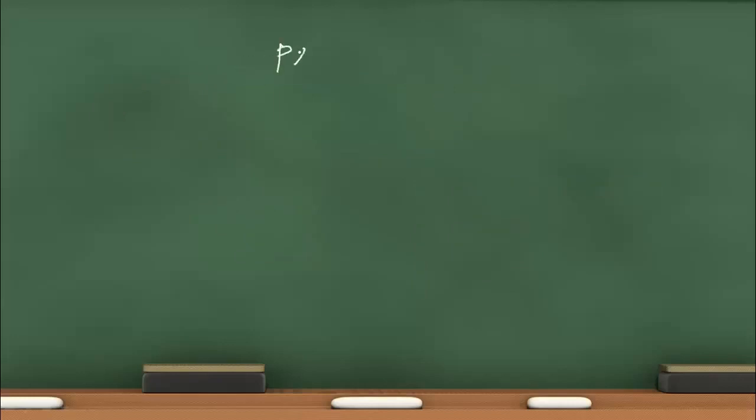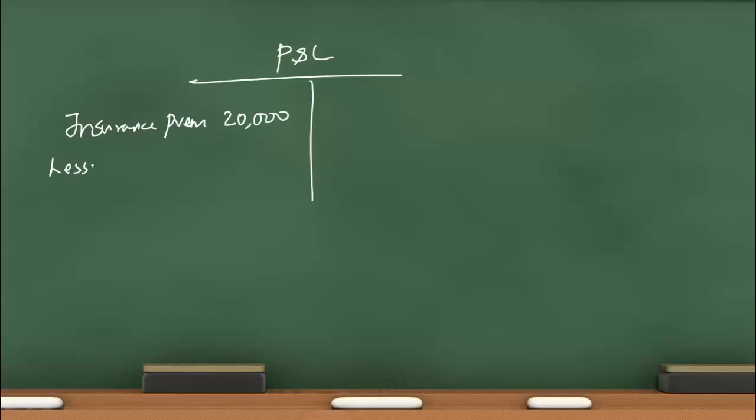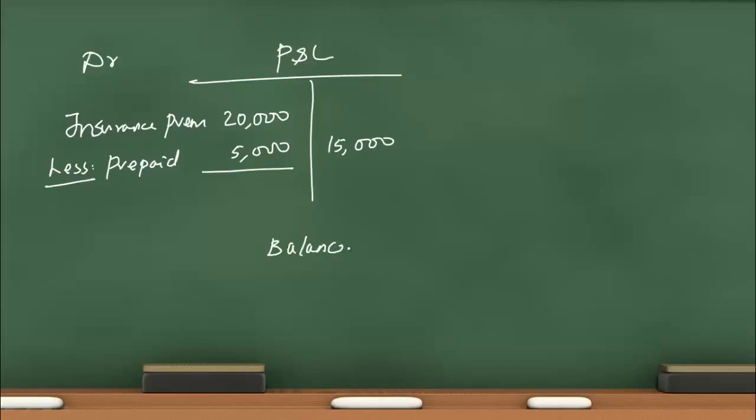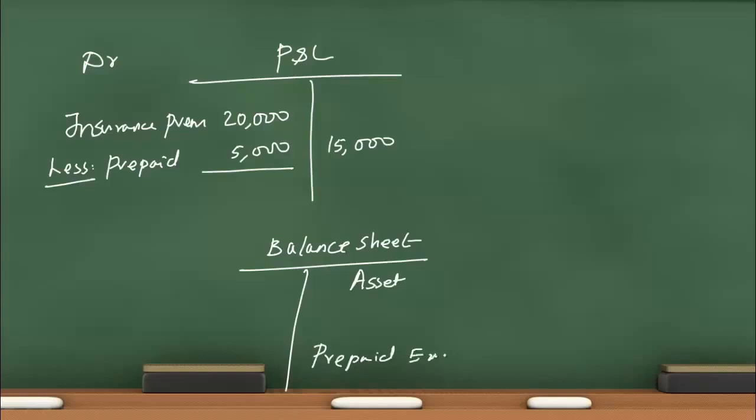We'll prepare a P&L. In P&L it will be shown insurance premium will be 20,000. We'll write less prepaid. And what is the prepaid amount? Prepaid is 5,000. So we'll show only 15,000 on the debit side of the P&L account. And the other effect will be on the balance sheet. In balance sheet it will be shown on the asset side as prepaid expense. What is the prepaid amount? It is only 5,000. So we'll show only 5,000.